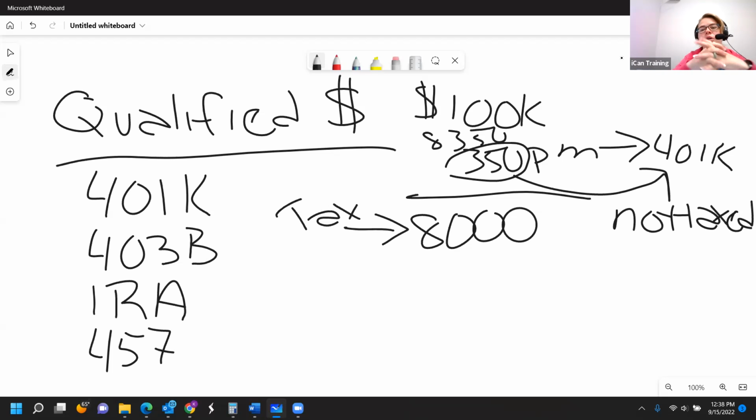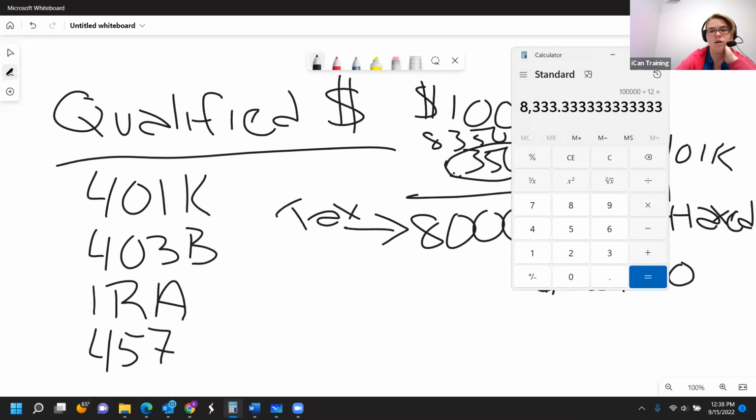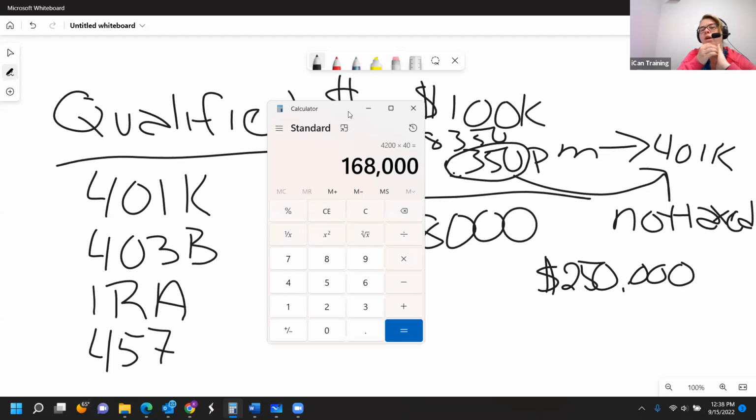Right. So you're only putting in $350 a month. Let's say over the next 40 years that grows to be $250,000. But over 40 years, what have you actually put in? So $350 per month times 12 times 40. You've put in $168,000 over 40 years, but you're going to end up paying tax on 250. Which would you have rather been taxed on? The 168. And really, it's only $350 a month.